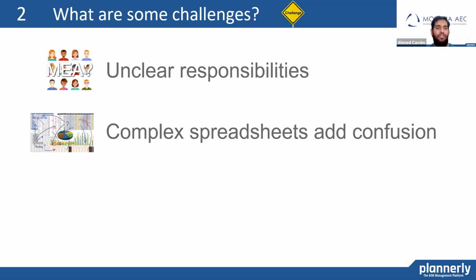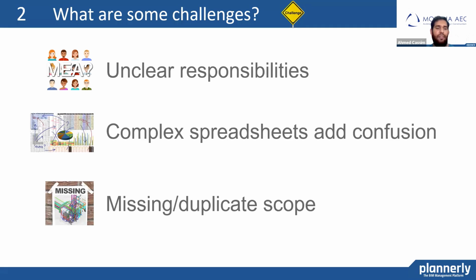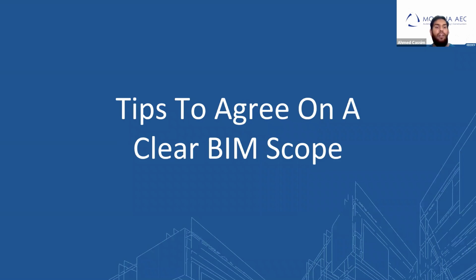Using a spreadsheet to define the who, what, when, and where becomes too complex and confusing for most. And unclear scope spreadsheets cause models that are missing scope, models with duplicate or overlapping scope, and are a huge waste of time. So let's talk about some tips about how to create a scope that teams can actually agree to.